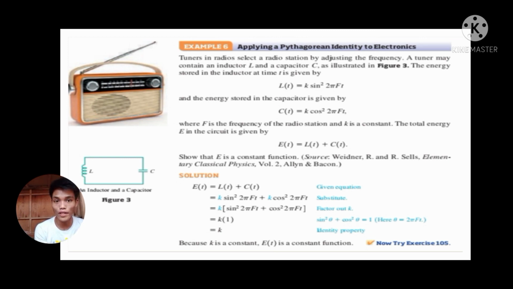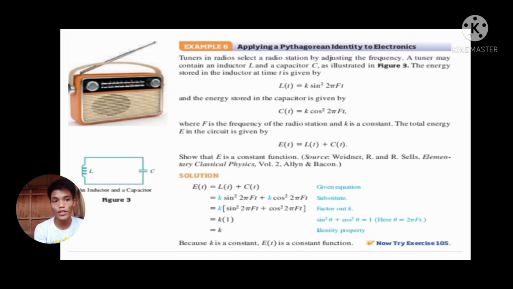I think all of us know how to use a radio. When we turn the tuner of a radio left or right, it selects a radio station by adjusting the frequency. A tuner may contain an inductor L and a capacitor C, as illustrated in figure 3. As you can see in figure 3, it has an inductor L and a capacitor C. The energy stored in the inductor at time t is given by L of t is equal to K sine to the power of 2 pi F multiplied by time.